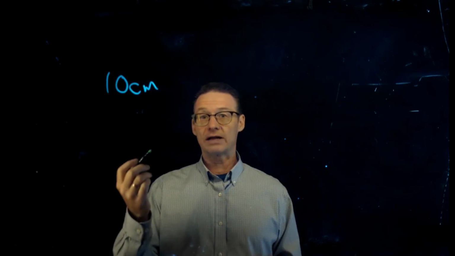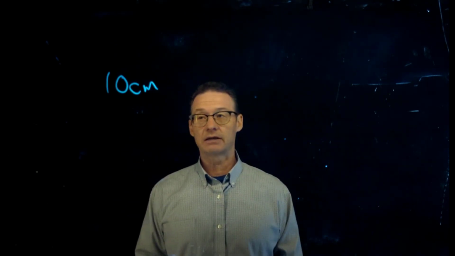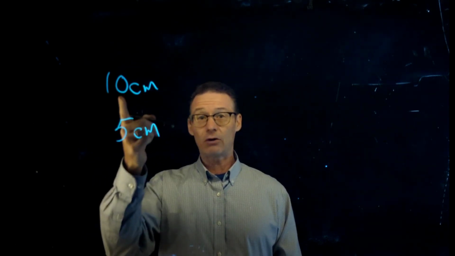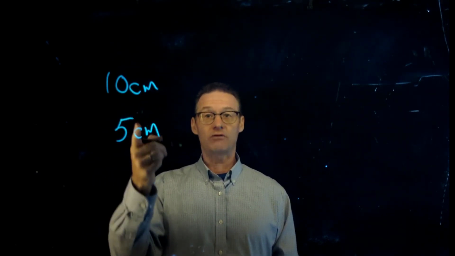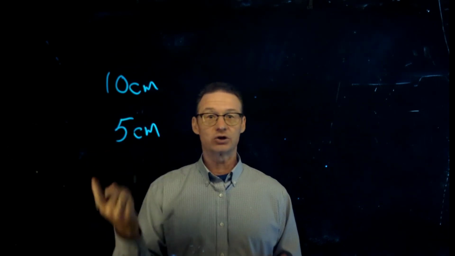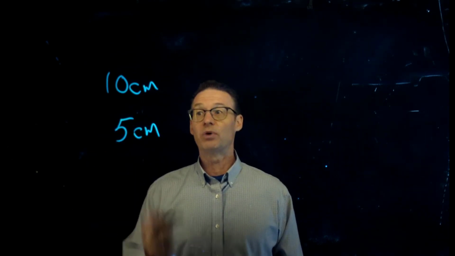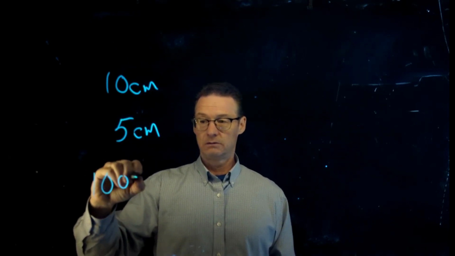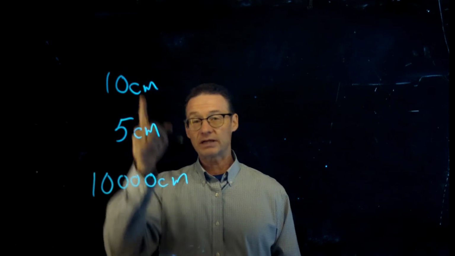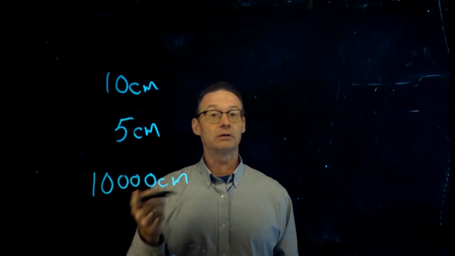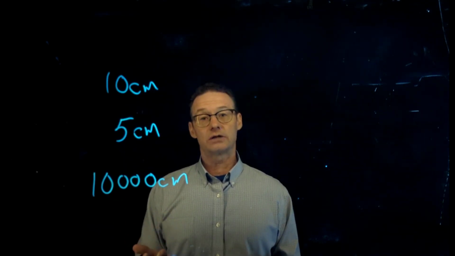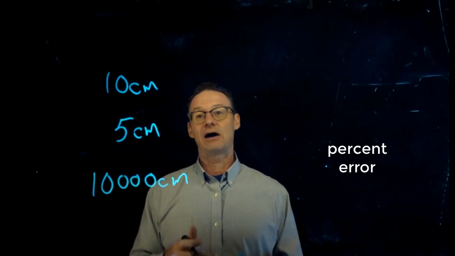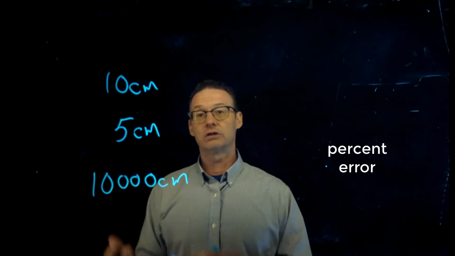Well, if the correct measurement, let's say again I'm measuring length, was 5 centimeters, well, my error is huge, right? I was actually off by more than the measurement. I measured it double what it should have been. But if that measurement of 10 centimeters was out of, say, 10,000 centimeters, well, that's a fairly small error in comparison. So we use another concept called percent error to give an estimate of how far off we were in relation to the answer itself.